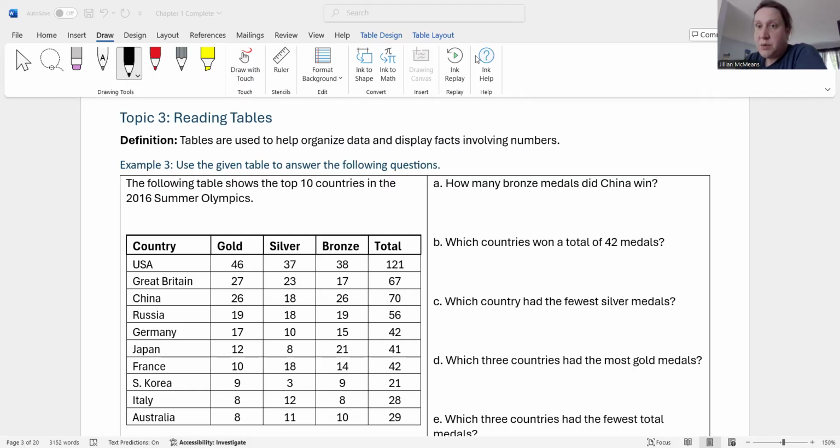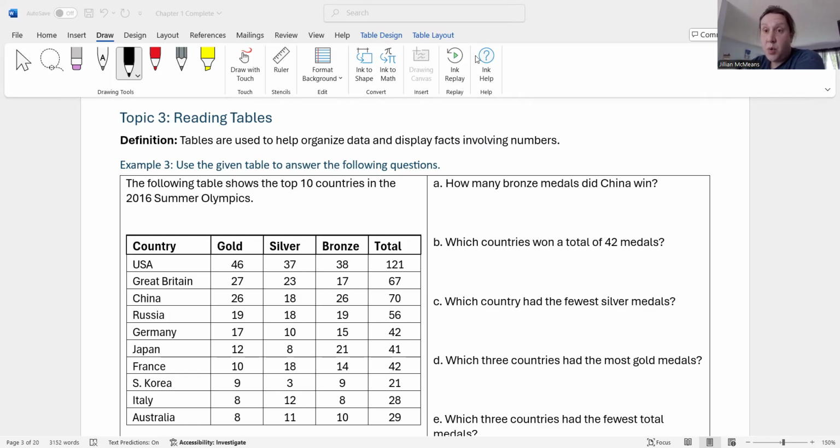Finally, for this worksheet, we have topic 3, which is just going to cover reading tables. It's really important to be able to take information that is organized in different ways and pull information from that. Frequently in math, we'll have information that's organized in tables, graphs, charts, all sorts of things. So you need to be able to pull pertinent information from that table, graph, chart, or what have you. So in this case, tables, that's what we're going to look at here.